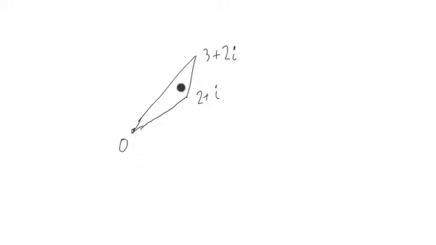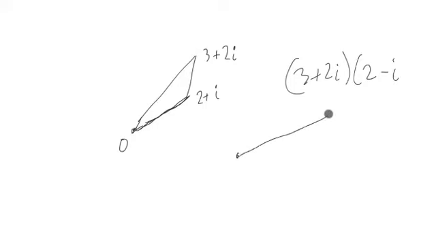What we need to do is multiply by something that puts this length right here on the positive x-axis. To do that, we just take the complex conjugate of this and multiply it to that. So 3 plus 2i multiplied by 2 minus i, and that'll rotate so that this side right here is now like that, okay?